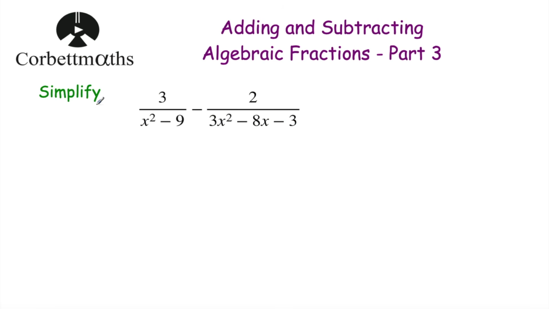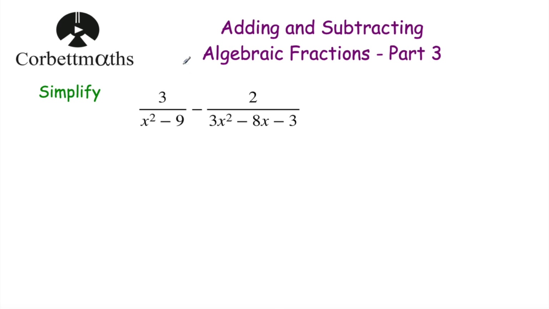Our last question says to simplify 3 over x squared minus 9, subtract 2 over 3x squared minus 8x minus 3. So here we've got two fractions where we can factorise the denominators and then we've been asked to take them away. This one will be a difference between two squares because we've got x squared minus 9, so we can factorise this and we can hopefully factorise that one as well.